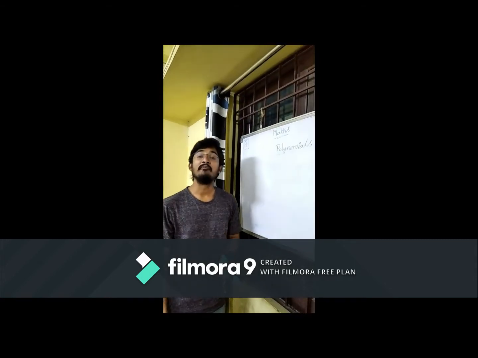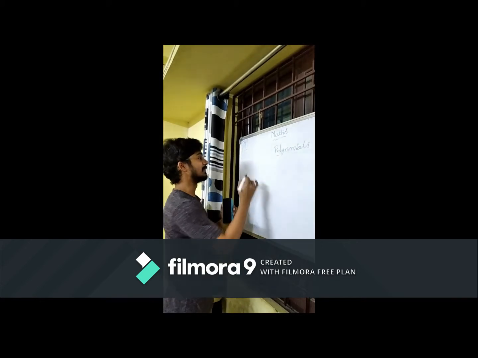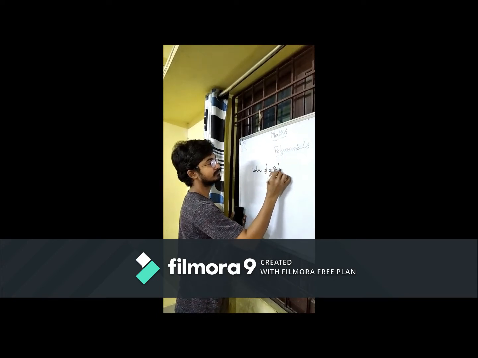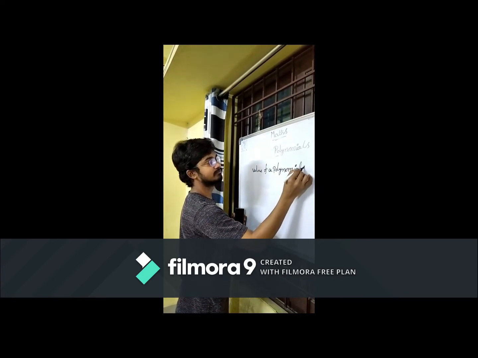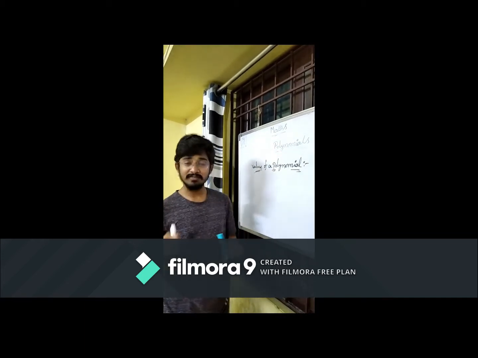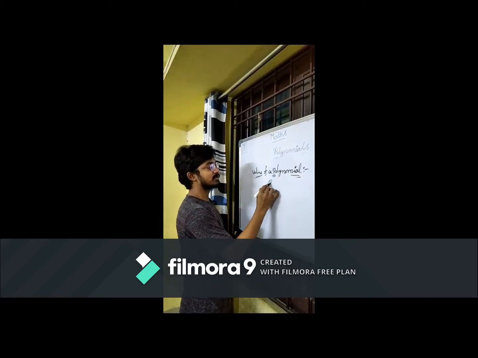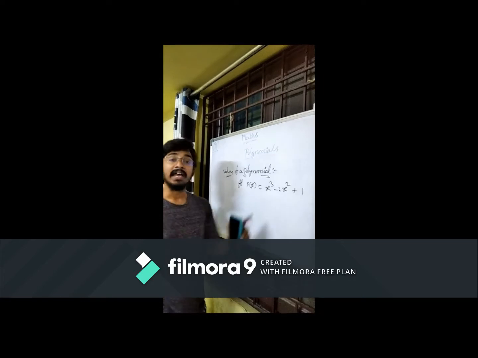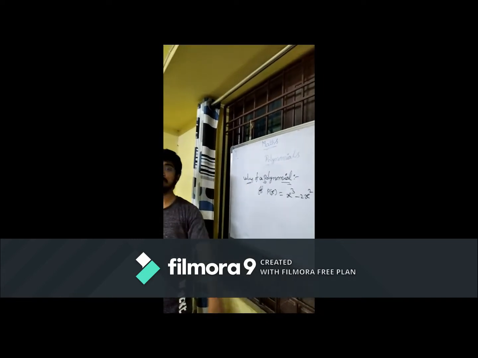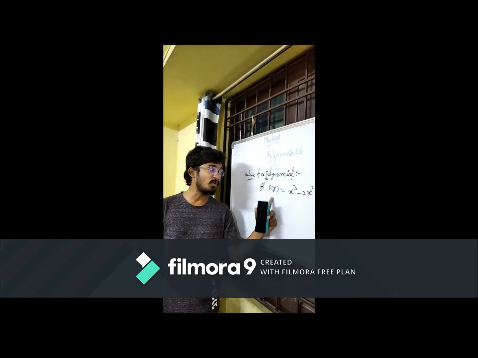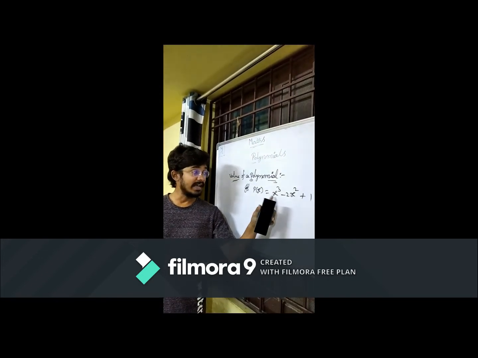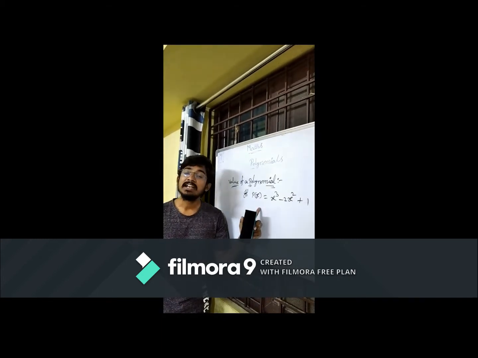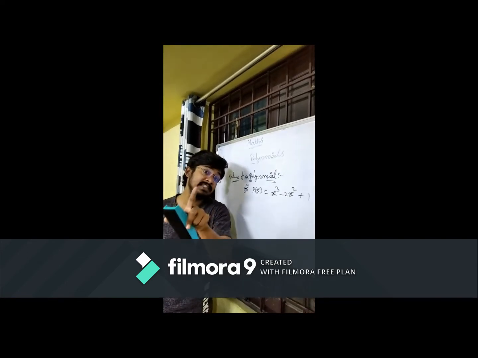Okay, next concept is value of a polynomial. If p of x equals x cube minus 2x square plus 1, this is a polynomial in terms of x. Find the value of the polynomial p of x at x equals 1.